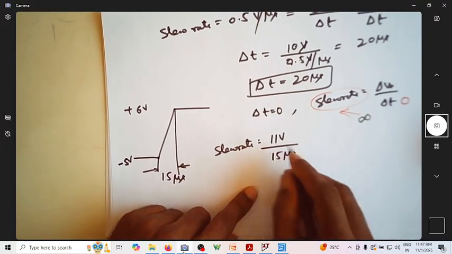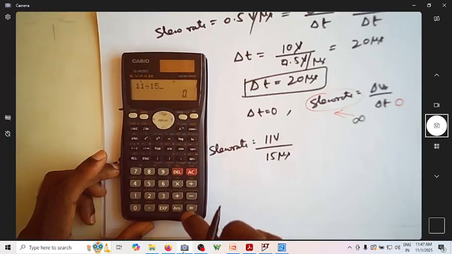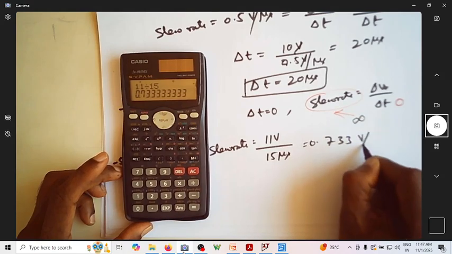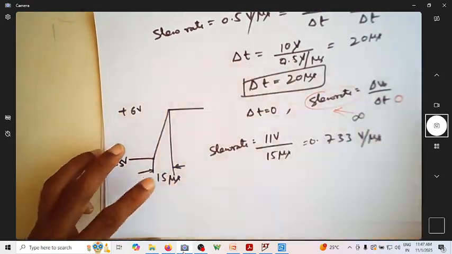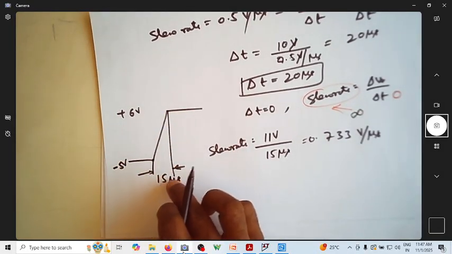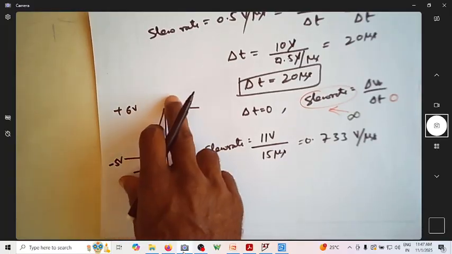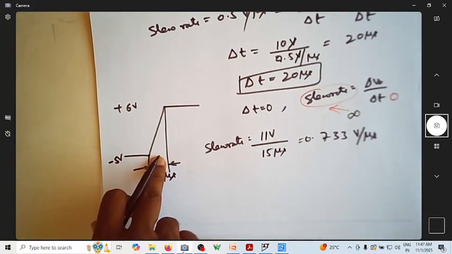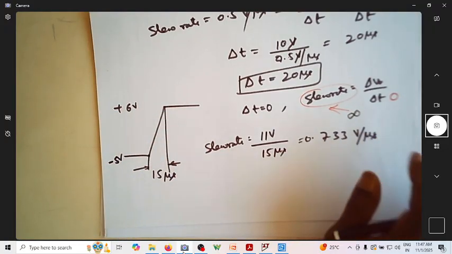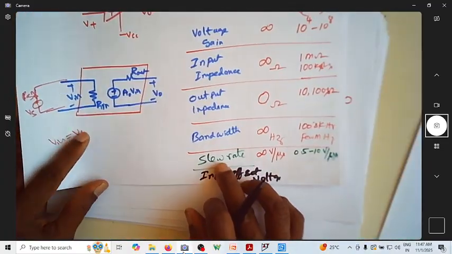Then what is the slew rate? Slew rate is 11 by 15, which is 0.733 volt per microsecond. This is the slew rate. If it takes 15 microseconds to rise from -5 to +6, with this type of variation, then the slew rate of this op-amp is 0.733 volt per microsecond. So now we have understood what slew rate is.